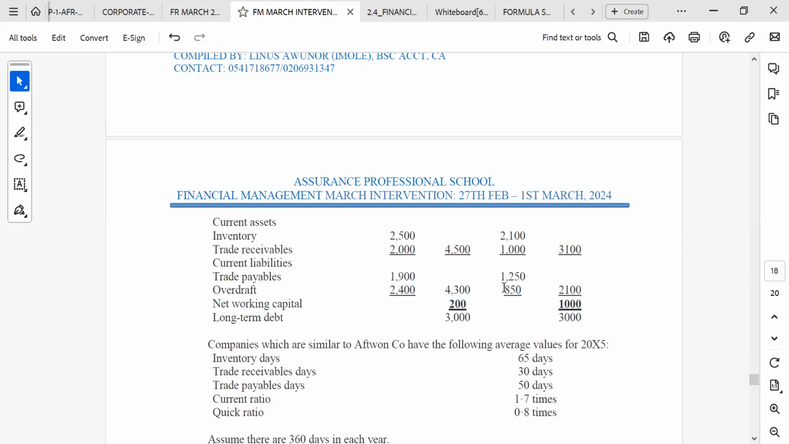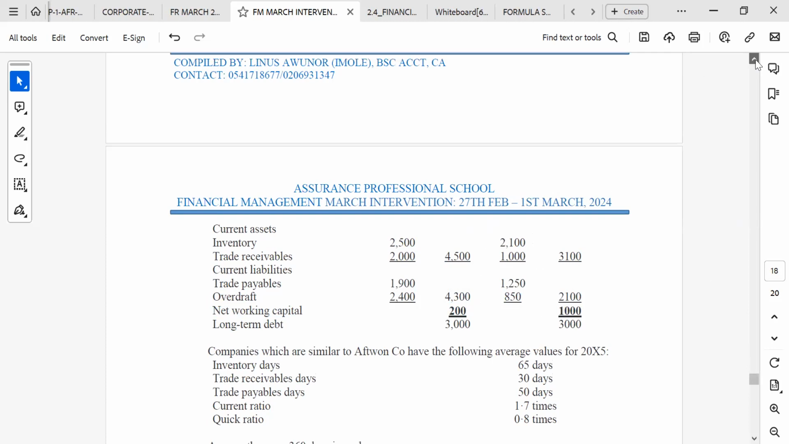So you find the change in the overdraft. You find the change in the payables. You also find the current ratios for the 2 years. So what will be the current ratio for the 2 years? So this is how you answer the question.